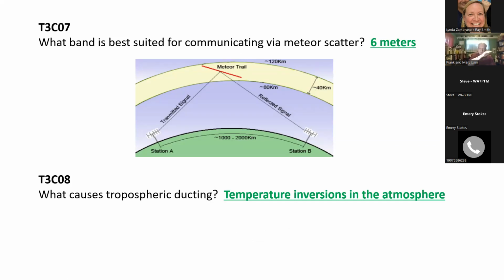Well, when they start entering the atmosphere, they start burning up. And as they burn up, the atoms that make up that meteor become real hot, and they start throwing off their electrons. They become ions, and they leave a trail of ions in the atmosphere. It turns out that 6 meters is ideal for bouncing off that trail of ions. So that is the band that's best for meteor scatter.